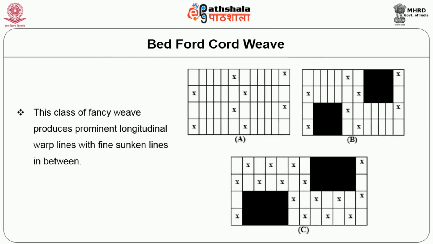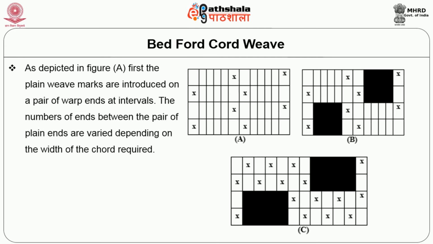Bedford cord weave. This class of fancy weave produces prominent longitudinal warp lines with fine sunken lines in between. The method of constructing ordinary Bedford cord weaves is illustrated in figure 6.1 A to C, the full weave repeating on 12 ends and 4 picks. As depicted in figure A, first the plain weave marks are introduced on a pair of warp ends at intervals. The number of ends between the pair of plain ends are varied depending on the width of the cord required.